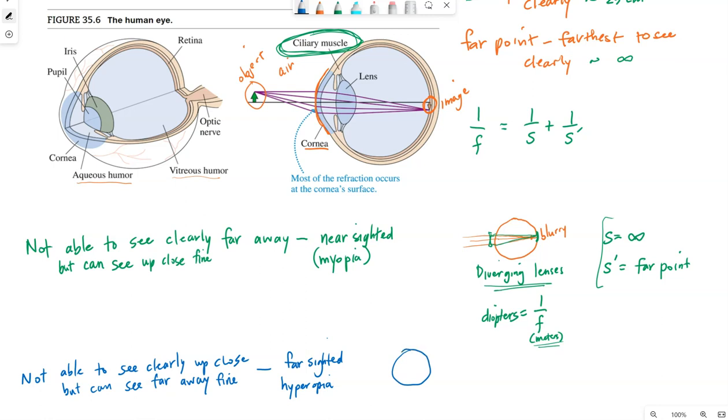So in our eye, as this light comes in, our cornea and lens together actually don't focus the light fast enough, or soon enough as far as length goes. And so by the time the light gets to the retina on the back here, it still hasn't completely converged together to create a clear image. And so we would see blurry images.